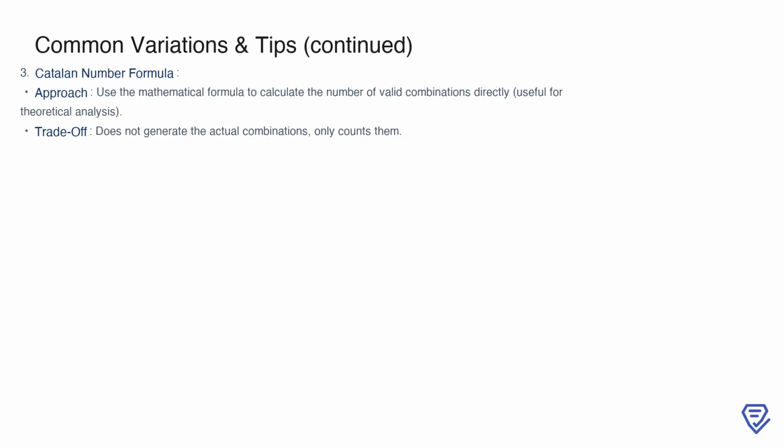Finally, the Catalan number formula provides a mathematical perspective on this problem. Using this formula, you can directly calculate the number of valid parentheses combinations for a given n. This is especially useful for theoretical analysis and understanding the problem's exponential growth. However, the trade-off is that this approach doesn't generate the actual combinations, it only tells you how many exist. While not as practical for solving the problem directly, this insight can deepen your understanding of the problem's complexity and serve as a useful tool in discussions about its mathematical properties.